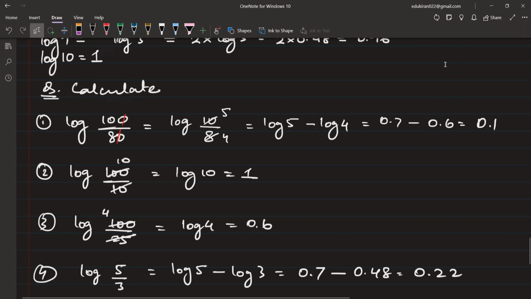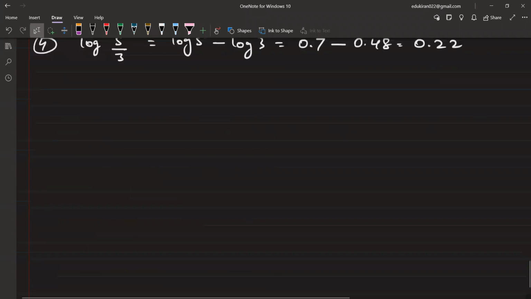Now let us move back. Please remember that we are learning chemical kinetics. This is not a maths class, it is a chemistry class. The chapter is chemical kinetics and we are doing the first order reaction, integrated rate law equation. Okay, please write a question.